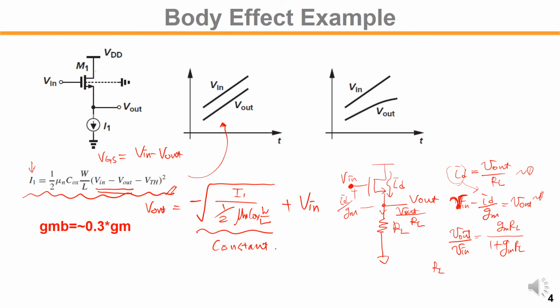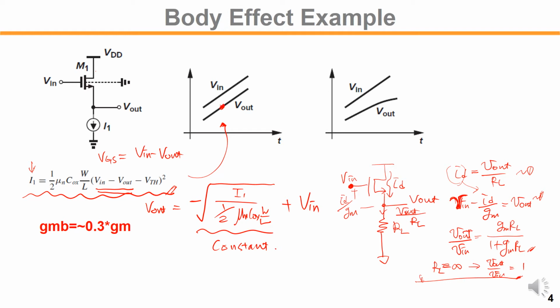If RL goes to infinity, then Vout over Vin is equal to 1, right? For finite RL, we'll get this kind of a gain. So having a large gmRL will result in the proper small signal gain of 1. But in this small signal analysis, everything is linearized, so we will see the linear behavior shown here.